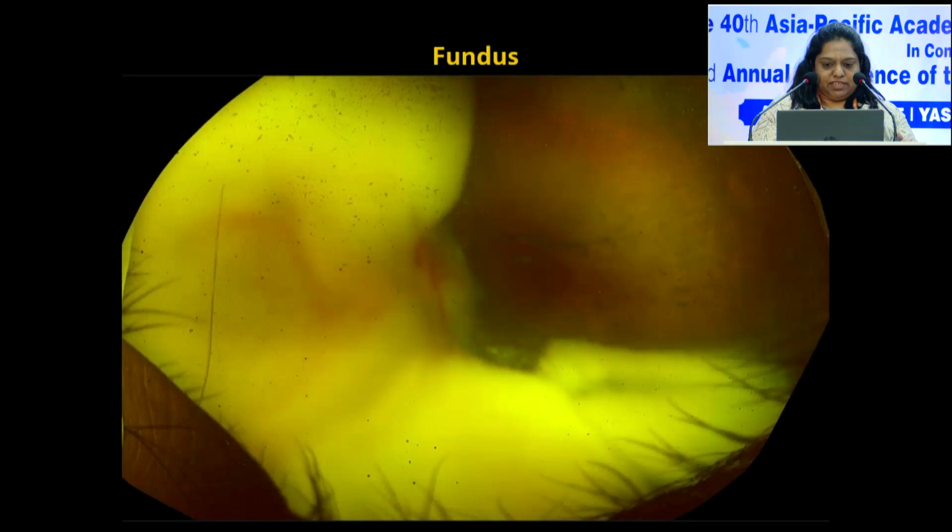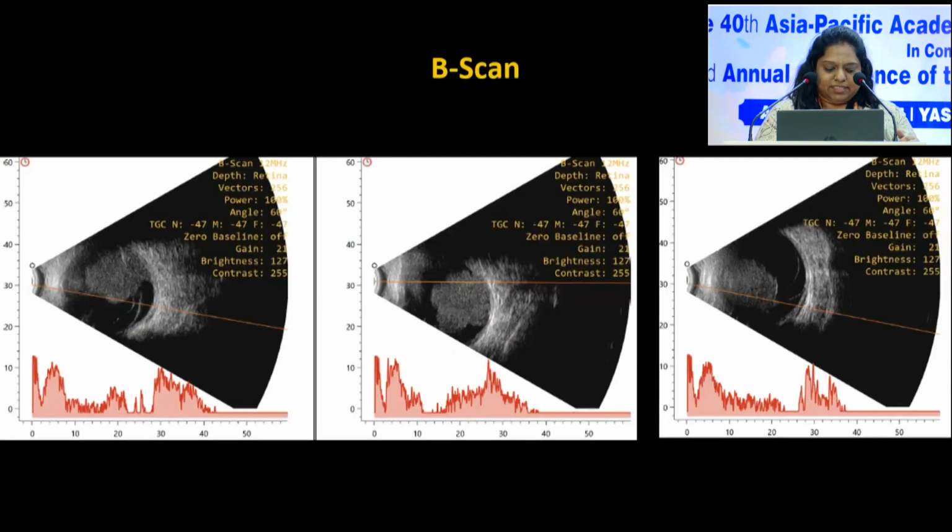It was associated with exudative retinal RD, and a few vessels were seen over the surface, and the optic disc and macula appeared to be involved in this particular case. And B scan showed a large hypoechoic lesion involving the retina, with more than 16 mm of basal diameter and 10 mm of height.